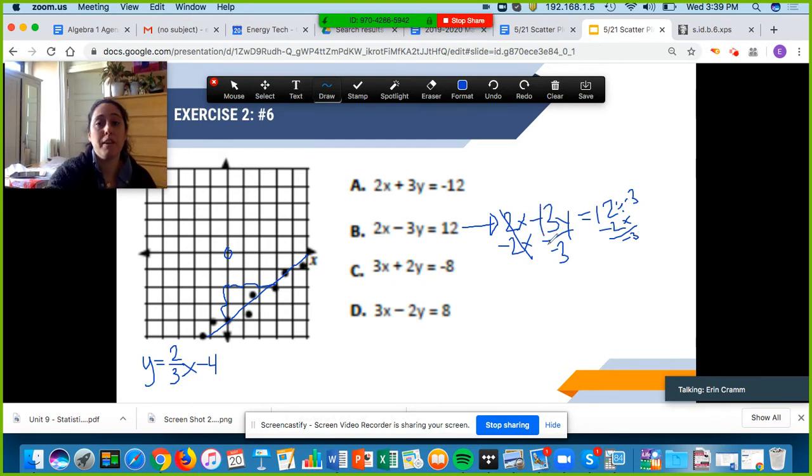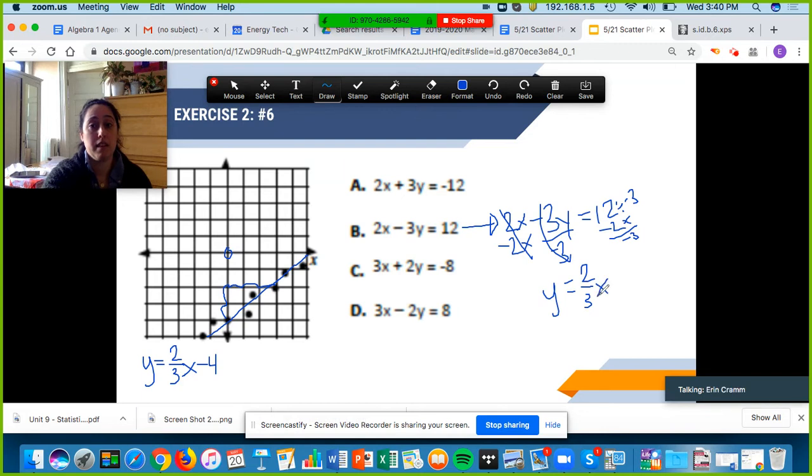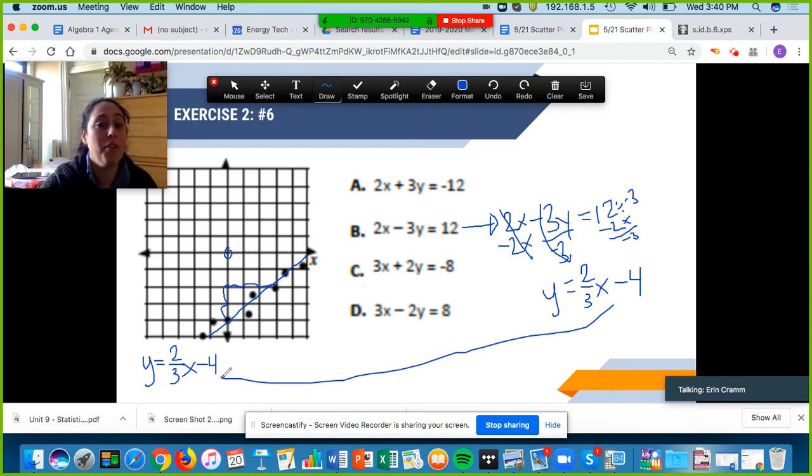So -3 divided by -3 gives me a positive 1y. And -2 divided by -3, negative divided by negative gives me a positive 2/3 x. And positive 12 divided by a negative 3 gives me a negative 4. And now I can see, wow, that matches with my estimate, with what I thought it would be. So the answer is B.